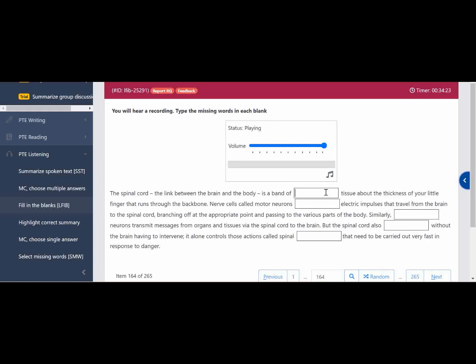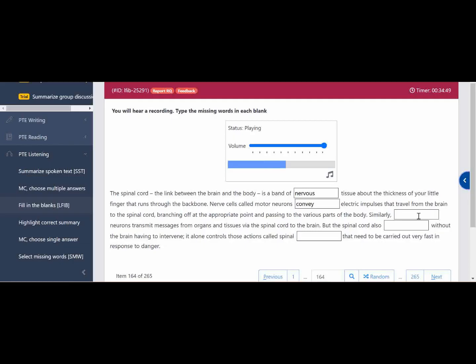The spinal cord, the link between the brain and the body, is a band of nervous tissue about the thickness of your little finger that runs through the backbone. Nerve cells, called motor neurons, convey electric impulses that travel from the brain to the spinal cord, branching off at the appropriate point and passing to the various parts of the body.